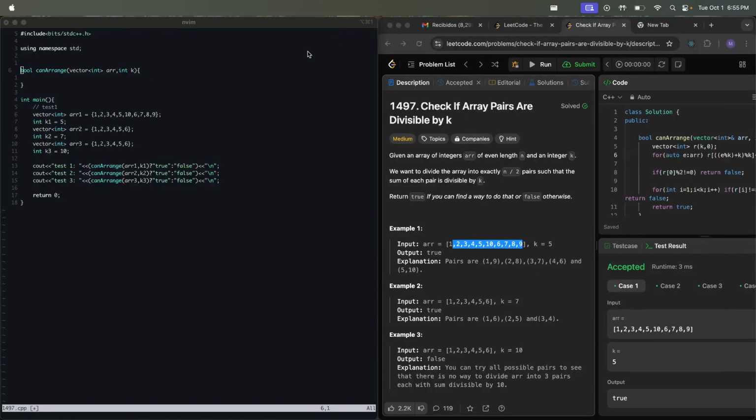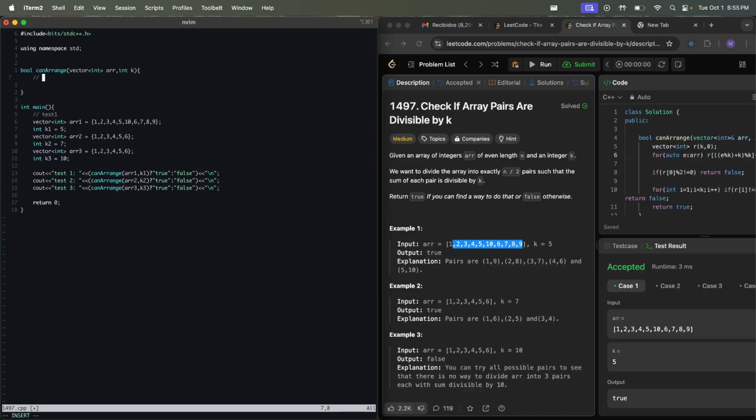Hello, today we are going to solve the problem of the day from Leetcode. In this case, the problem is very simple. They are asking if we can form pairs within a vector in a way that each pair summed is divisible by k. Okay, this is very simple.